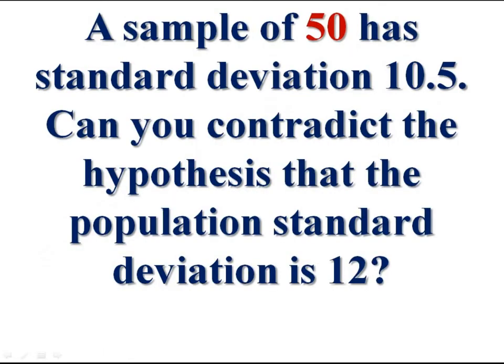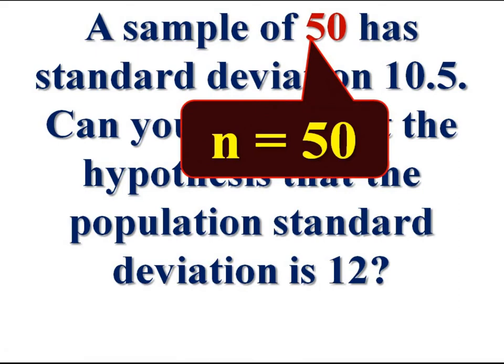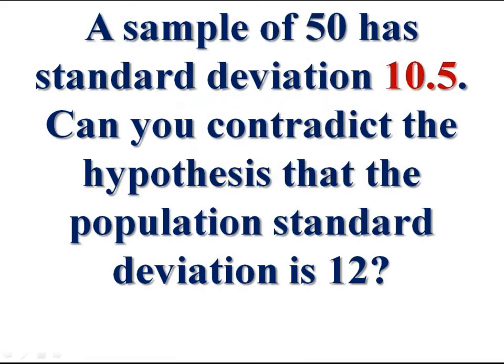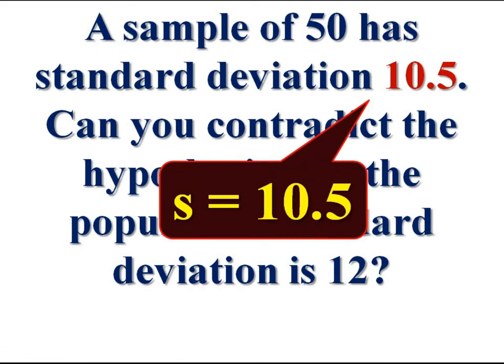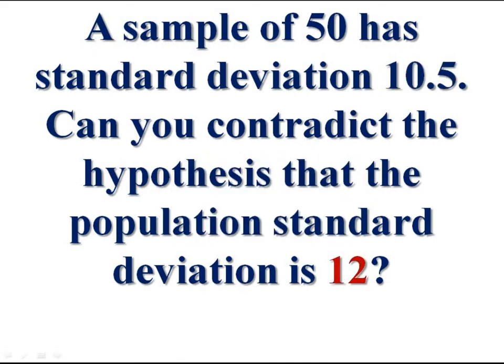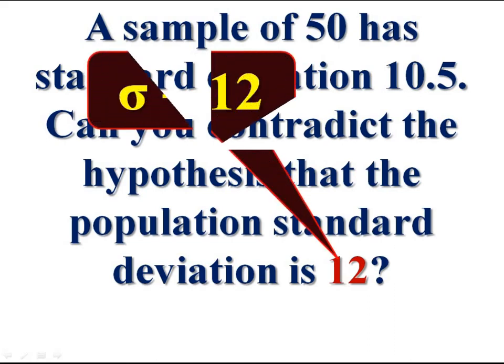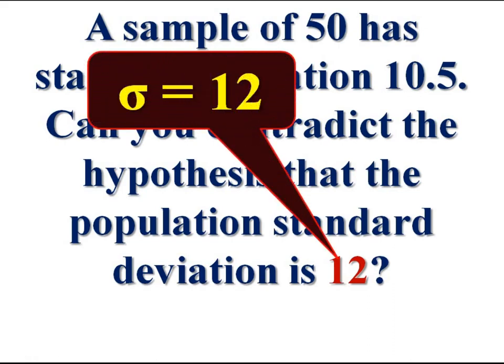A sample of 50. It is the sample size, n is equal to 50. Has standard deviation 10.5. It is the sample standard deviation denoted by S. S is equal to 10.5. Can you contradict the hypothesis that the population standard deviation is 12? Population standard deviation 12. It is denoted by sigma is equal to 12.